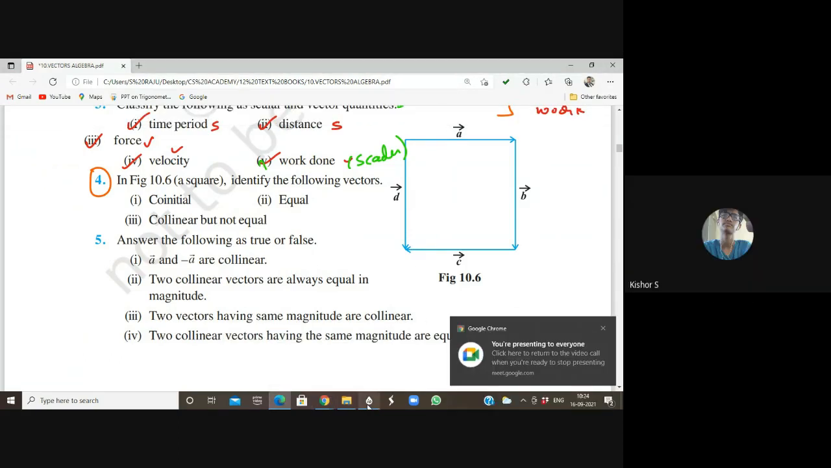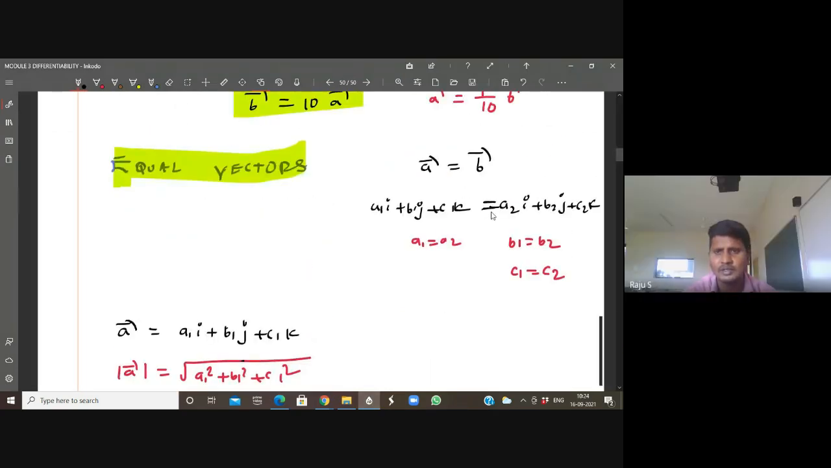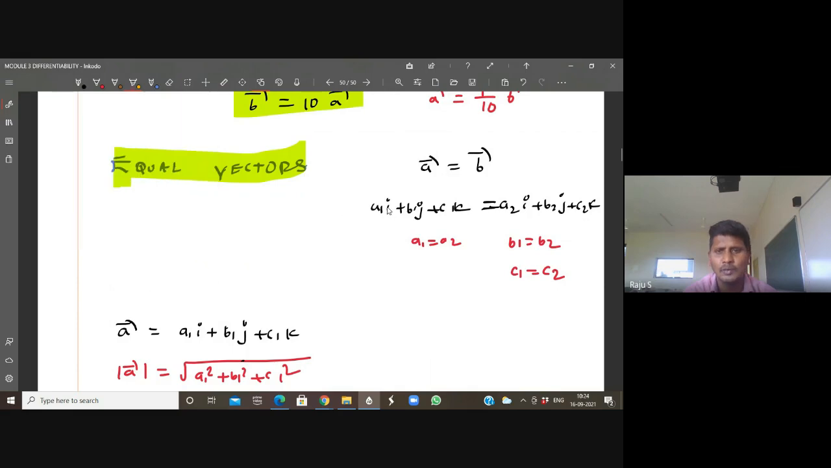Yes, the corresponding scalar components must be equal. When I equate these two vectors, the i coefficient, j coefficient, and k coefficient must be the same. Like you can see here, what is the i coefficient here? A1. What is the i coefficient there? A2. A1 must be equal to A2. And what is the j coefficient here? Here B1, there B2. So B1 must be equal to B2. The k coefficient is C1 here and C2 there. C1 must be equal to C2. Then only we can say that two vectors are equal.